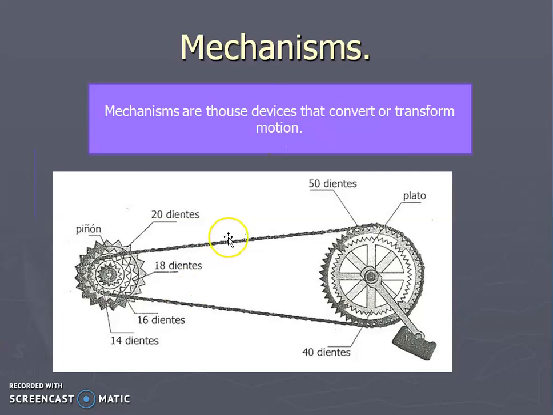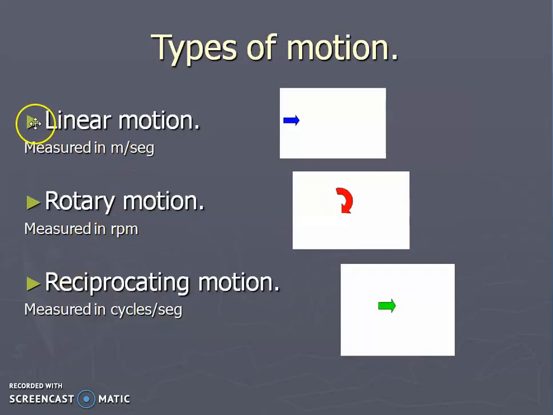Okay, so a mechanism is a number of devices that convert or transform motion. Regarding motion, what are the different types of motion? We have what we call linear motion. The speed is measured in meters per second. The rotary motion is the one that is measured in revolutions per minute. And what we call reciprocating motion is measured in cycles per second. Okay.